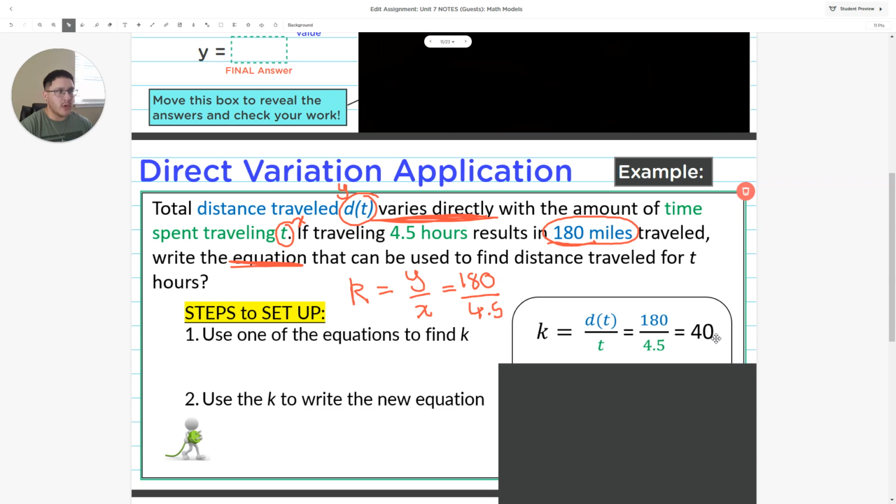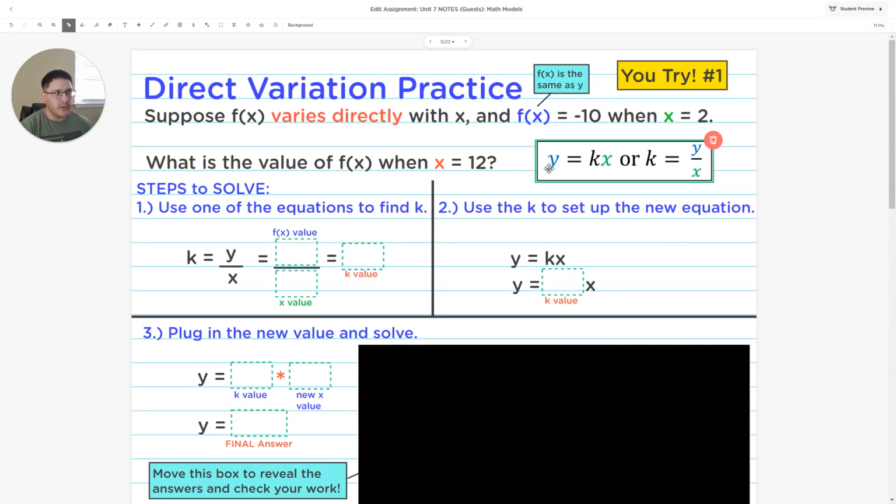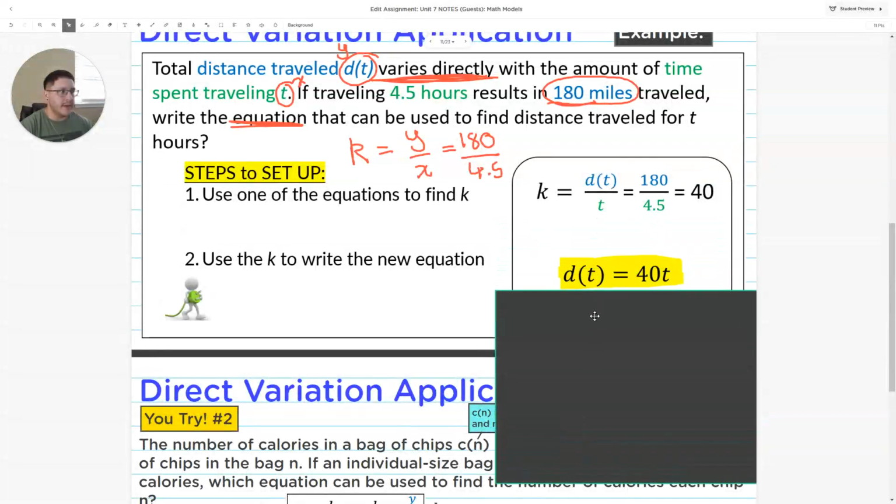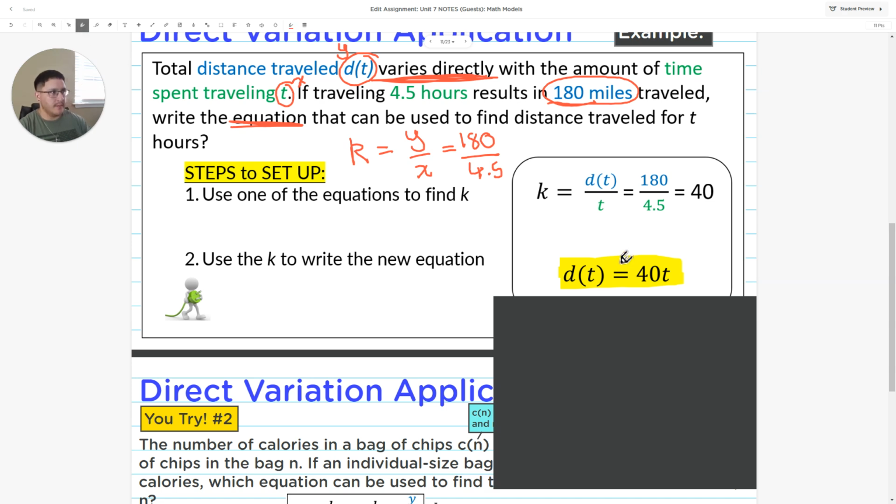Now, use k to write the equation. So we're going to use the other one that we didn't use, y equals kx, and then fill in the k with 40. So again, y equals kx. K is 40. Remember, in this particular scenario, x is actually t and y is d of t, just so you know for your multiple choice answers on the quizzes, if you see anything like this. So d of t is equal to 40t. This is the equation that can be used to find the distance traveled for t hours.